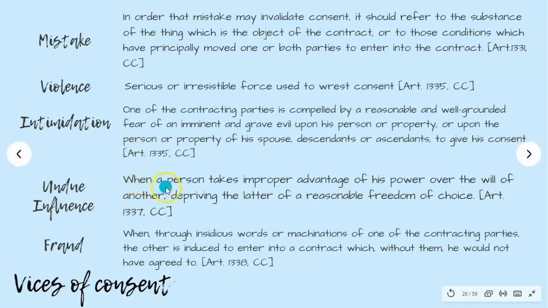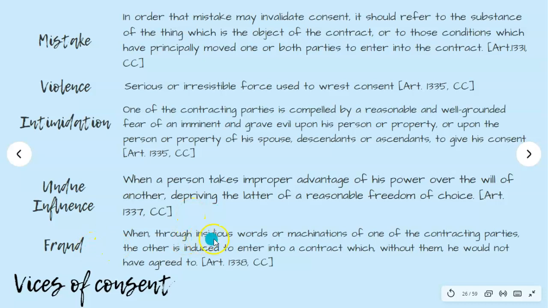Undue influence, yung when a person takes improper advantage of his power over the will of another, depriving the latter of reasonable freedom of choice. Ito yung, for example, yung boss mo, or let's say, yung may power or authority, no? Example, sa barangay, no? Sabi nila, kinakailangan mo ibigay ito, kundi hindi ka mabibigyan ng mga ganito, ganyan. So, meron siyang power over you. Ginamit niya yung power niya para ibigay mo yung consent. Like, napupush ka kasi powerful individual to, so baka hindi ako mabigyan ng ayuda, just in case hindi ko siya bigyan, parang favor, no?